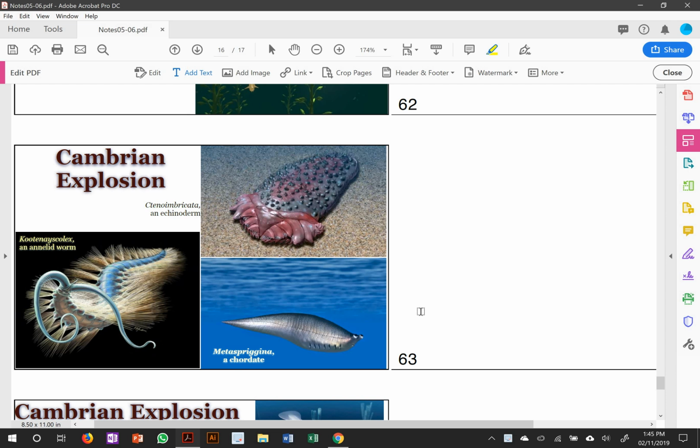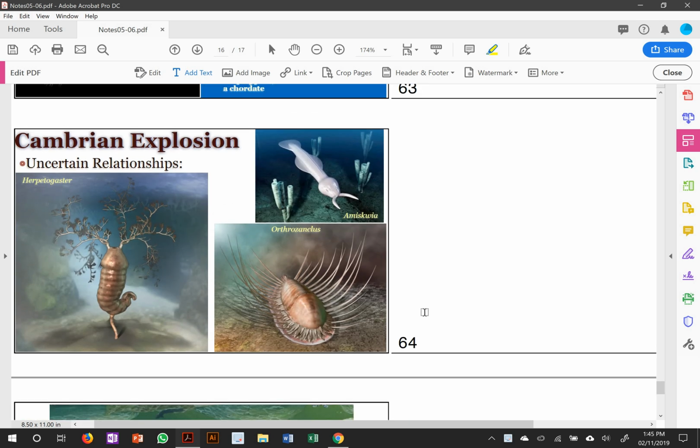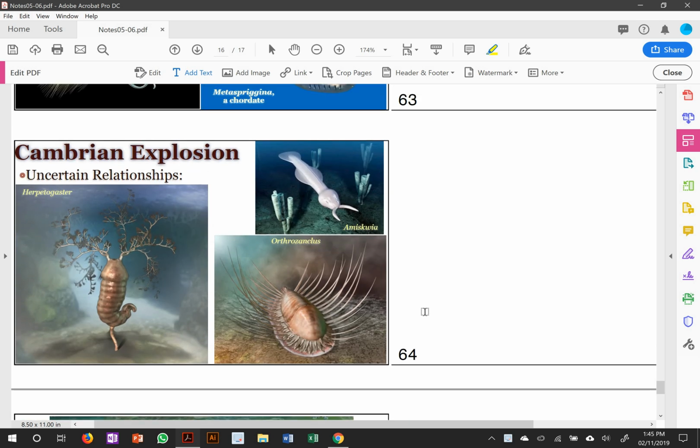And then there are things we just don't really know what they are. So there is this Herpetogaster, which might be something related to echinoderms, possibly, maybe. You have Orthrozanclus, which we don't really know what it is. And Amiskwia, again, is not really known, although its overall shape is superficially a little bit like arrowworms. So that might be a link, but they're quite a bit bigger, proportions are off, and we're not really sure. So these are just some oddballs that have been known from the Cambrian.